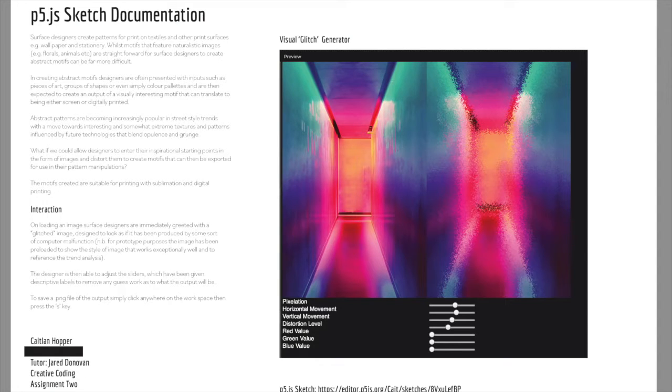So to come up with my concept, I did a little bit of user research, which I'll show you in a second. But one of the issues I came across was that creating abstract patterns, or an abstract motif, is quite tricky. So what I've created here is an image manipulation tool where you can use these sliders to manipulate an image to make it just look quite wild. And I'll also give you a live demonstration of how the prototype works at the end.